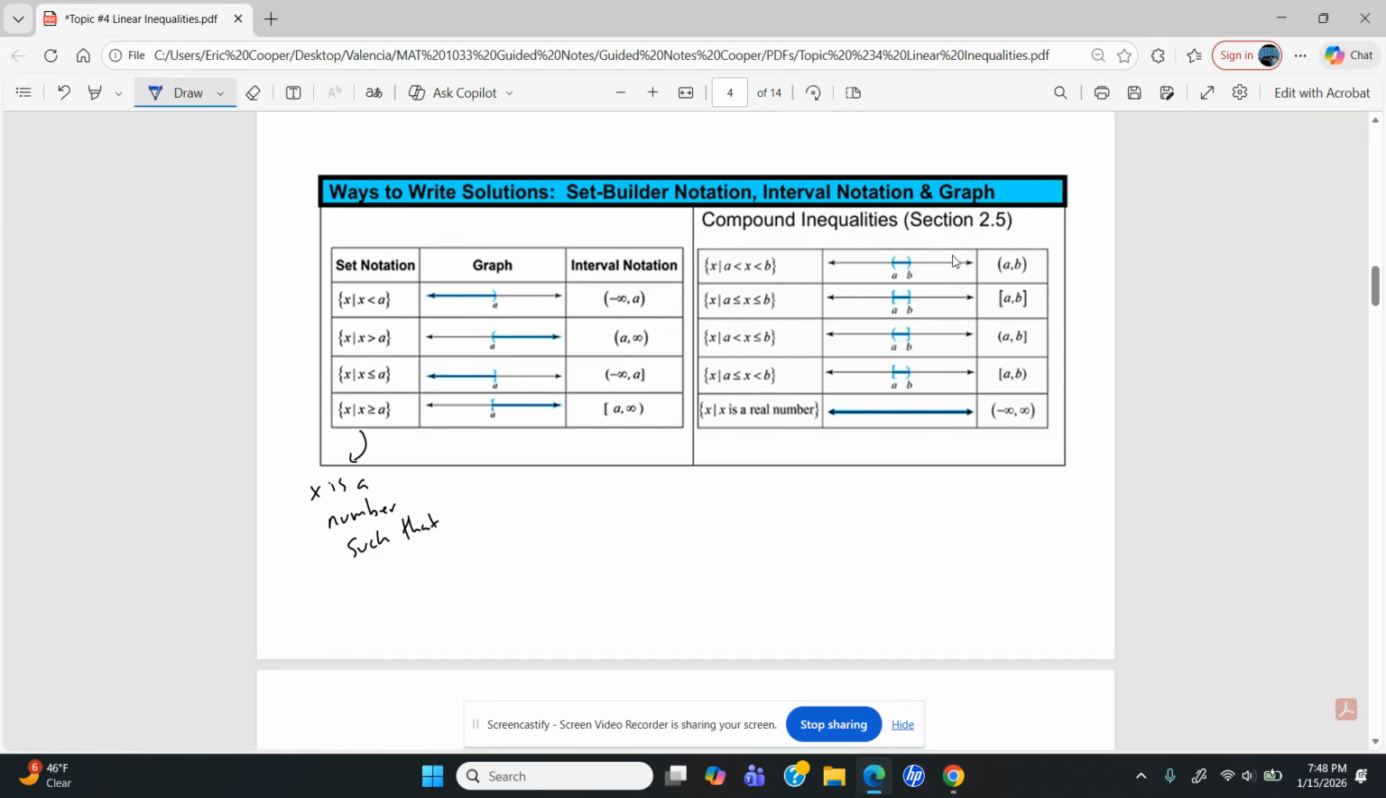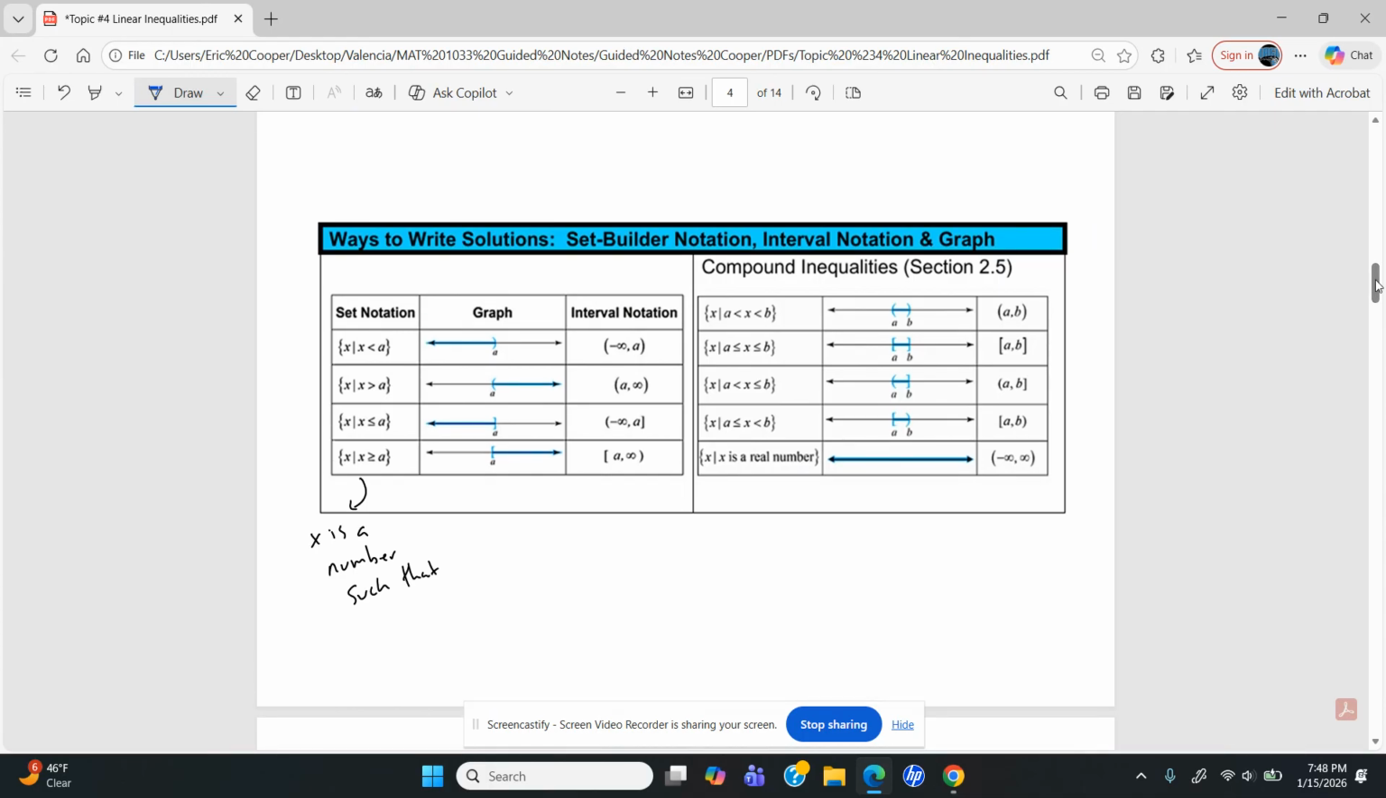Then we have the graphs. You'll notice the graphs have parentheses or brackets. We'll get to what those mean in a second when we get to interval notation. Some of the graphs go forever in one way or the other. Those are called unbounded graphs. Whereas some of the graphs, like we have here on the right side, are bounded between two numbers.